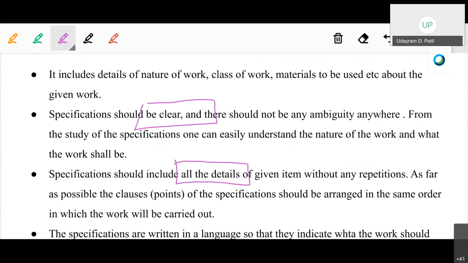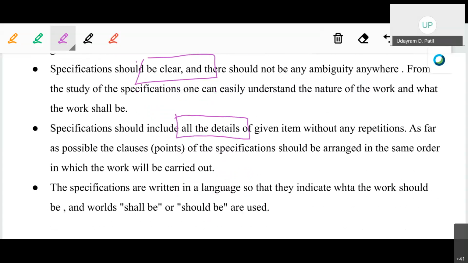कोणतीही गोष्ट तुमची जी असेल, first it will include all of the details of the particular one. Next, it should be clear. Okay, एकदम high level language मध्ये नको असायला पाहिजे, एकदम simple language मध्ये असायला पाहिजे. Next is all details should be given only once. Okay, double तुम्ही repeated केलं then again it is not viable. Next is as far as the clauses as possible. Okay, all of the points which you are going to mention in the particular specification should be arranged in the same order in which work will be carried out.